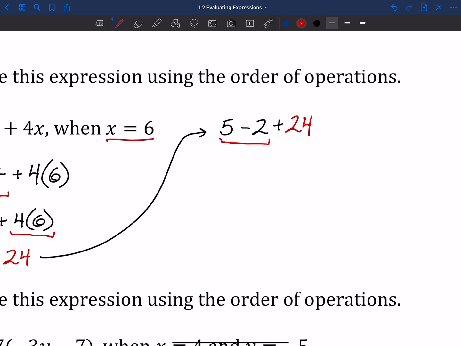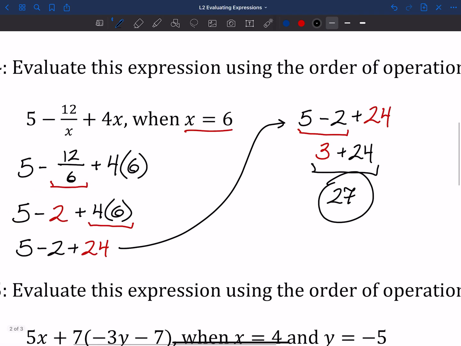So 5 minus 2 is going to give me 3. All right, bring along that plus 24. Smush those together. 3 plus 24 is 27. And to quote what I hear in classrooms, we Gucci, fam. All right, that's it. We're done.